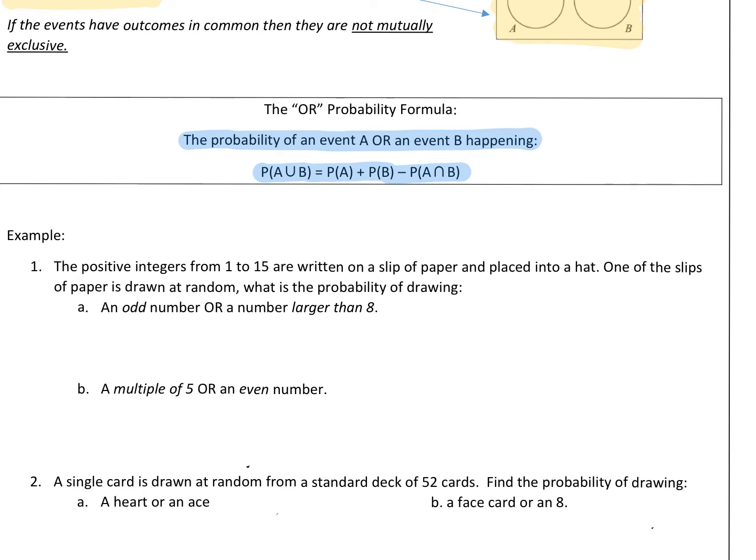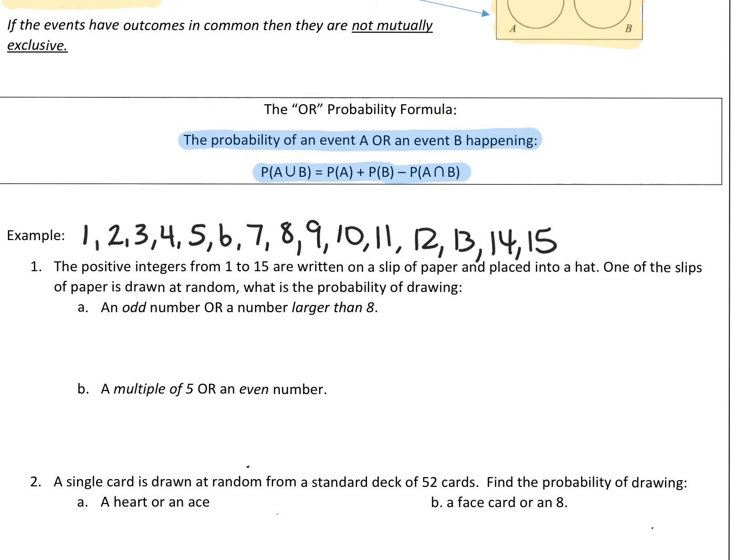Let's take a peek at this one. It says the positive numbers from 1 to 15 are written on a slip of paper and placed into a hat. One of the slips of paper is drawn at random. What is the probability of drawing an odd number or a number larger than 8? I'm a visual person, so I am going to list out all of my possible outcomes. My set would be the numbers 1 to 15: 1, 2, 3, 4, 5, 6, 7, 8, 9, 10, 11, 12, 13, 14, 15. You don't need to list them out, but I'm just a visual person, so I need that.